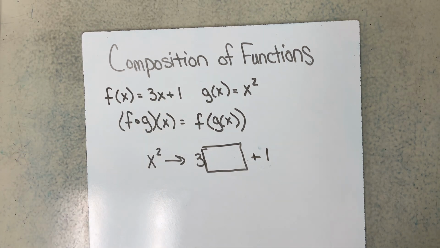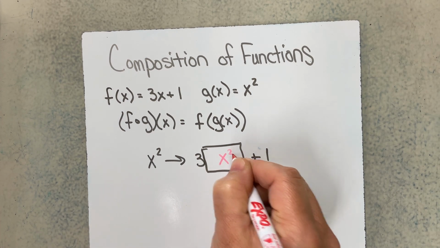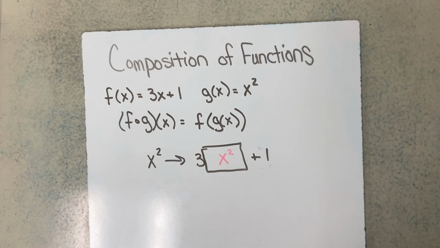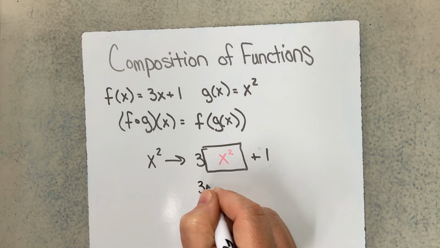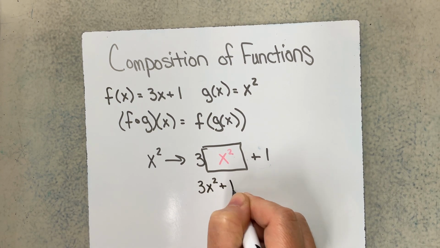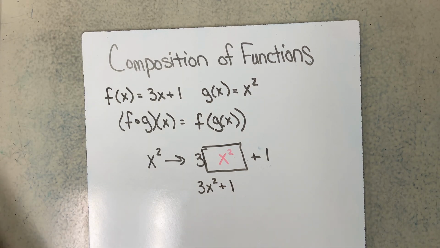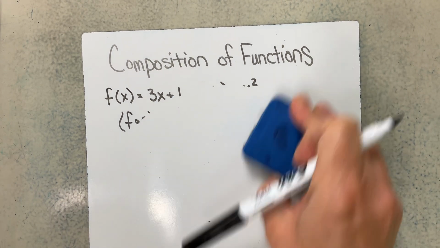What I'm going to do is plug in that x squared into that. That gives us 3x squared plus 1. We could also do it the other way, but like I said, this one's very similar. Let's see here. Looking for another example we could try out.